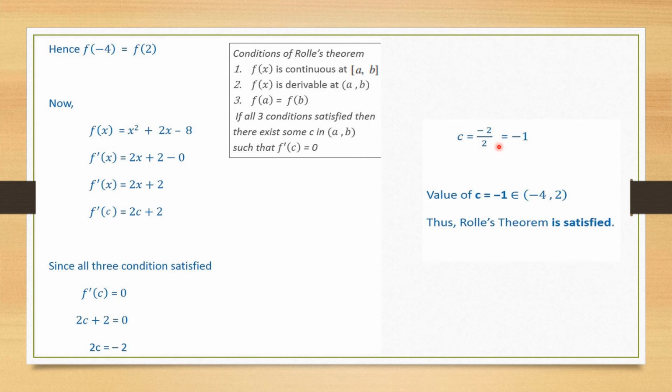Now the last thing we need to verify, this -1 should be lying in the open interval (-4, 2). Is it lying? Yes, it is lying between these values. Okay, so Rolle's theorem is satisfied.